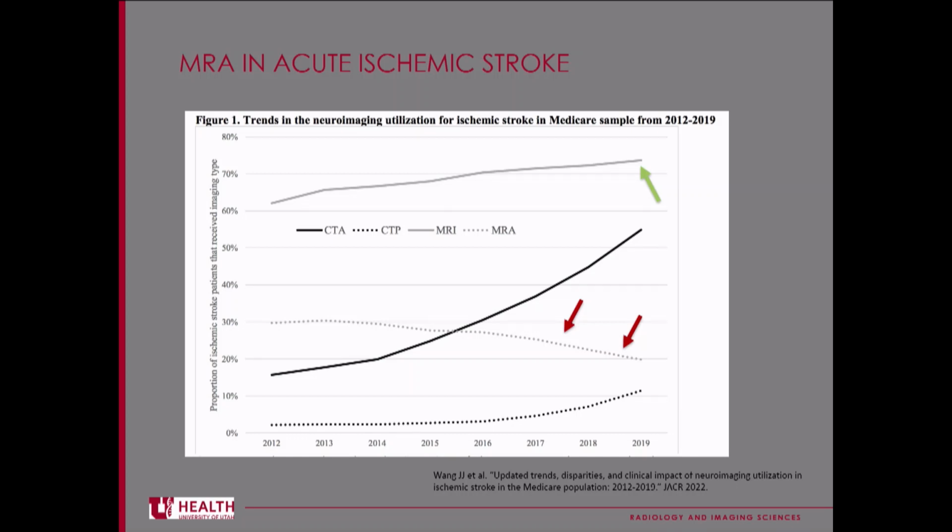It's kind of interesting, the decoupling of the MRI, which has been steadily increasing, but the MRA has been decreasing. Conversely, we see a very rapid increase in the use of CTA and CTP. CTA has increased about 250%. CTP has increased about 400%, although from a very low level.